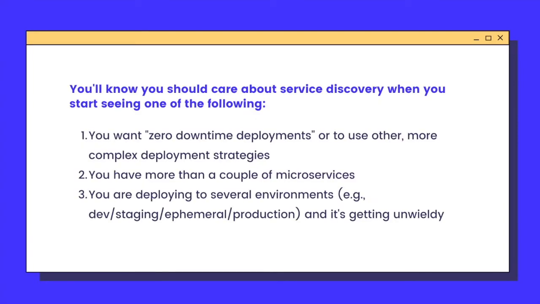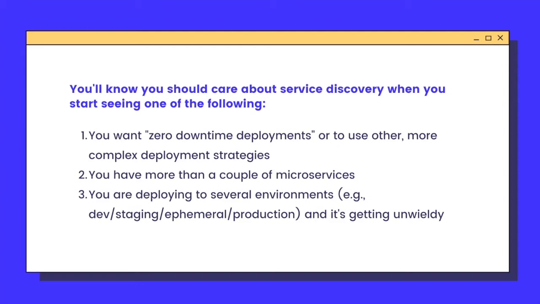But you'll know that you need to start caring about complicating your service discovery when you see one of the following. So you need zero downtime deployments. You can't hard-code things like this if you want to do rolling deployments, because you can't easily automate where the arrows point to. You can't automatically change the IP address if you're doing such a simple deployment strategy, for example. If you have more than a couple microservices, it's going to get hard to remember where they all are.